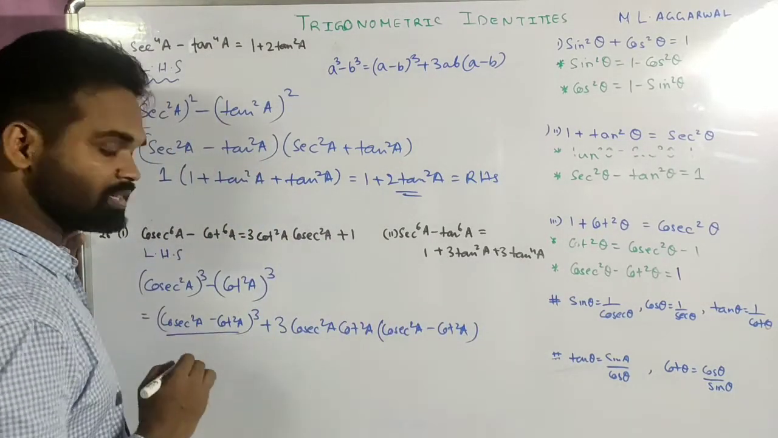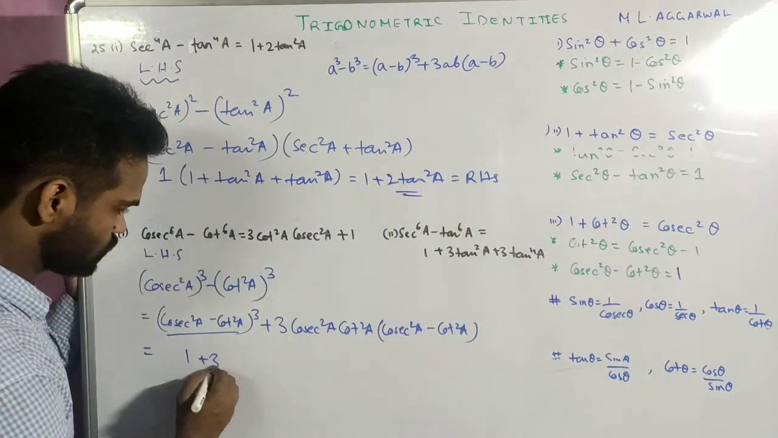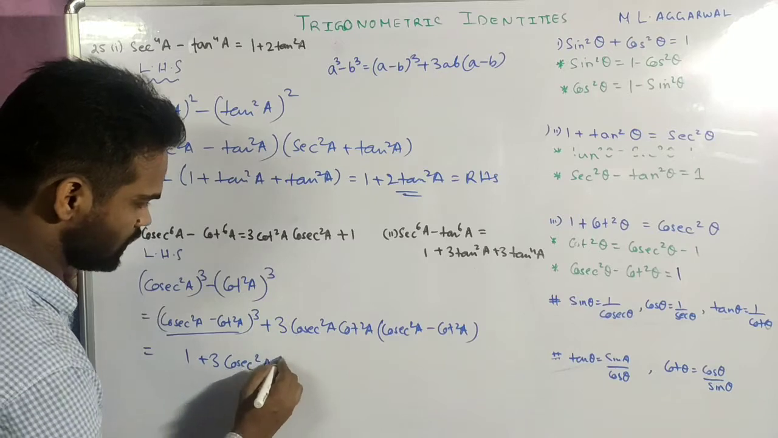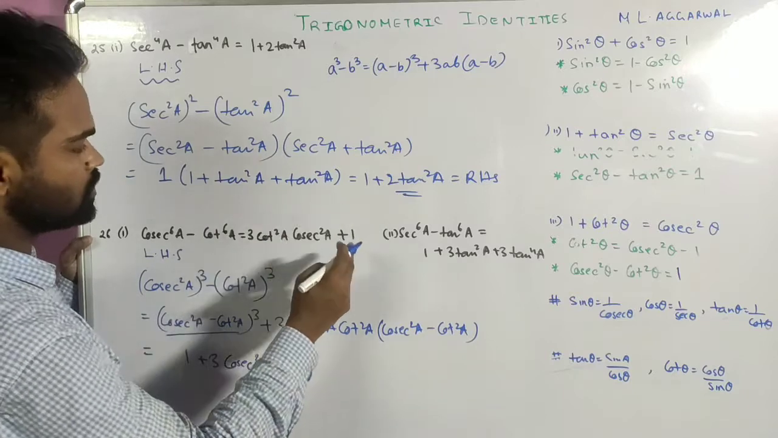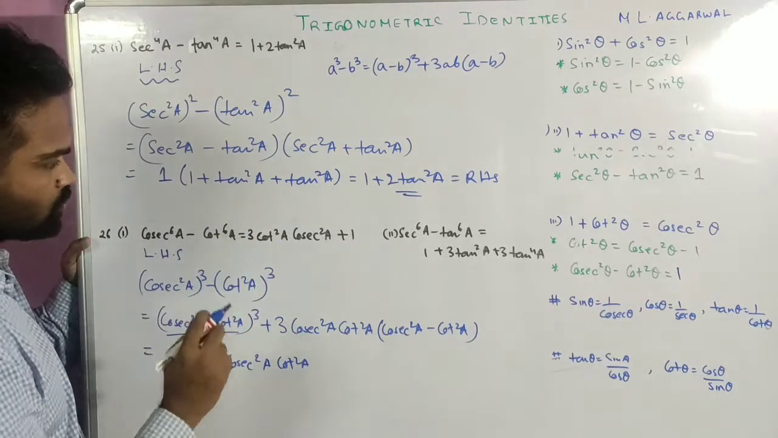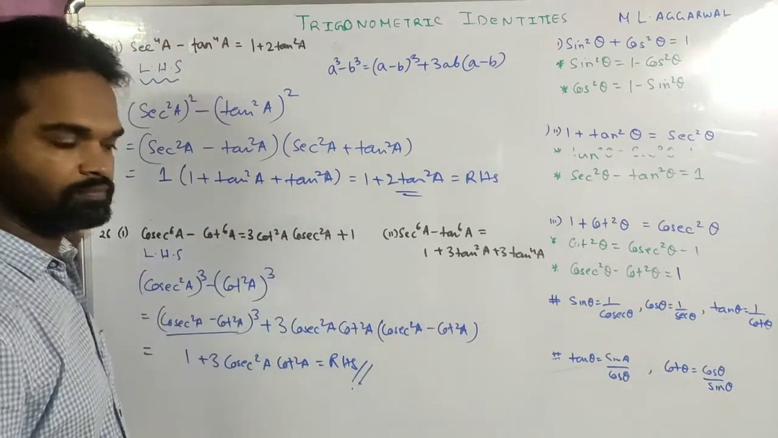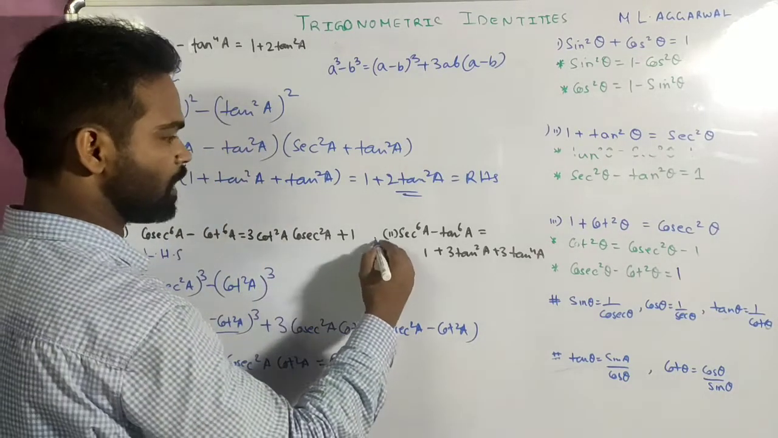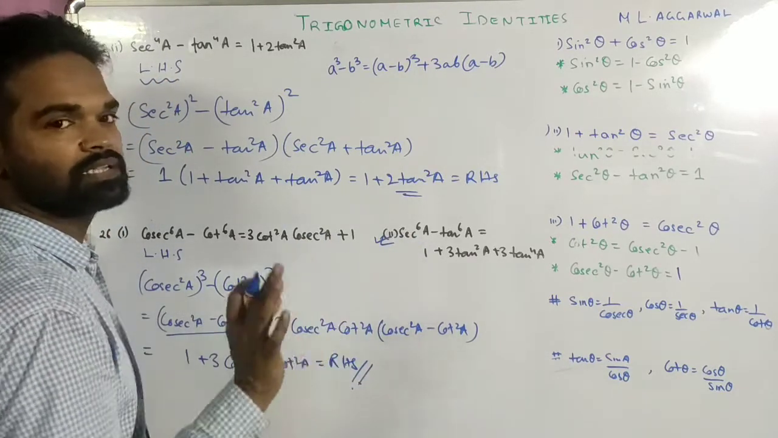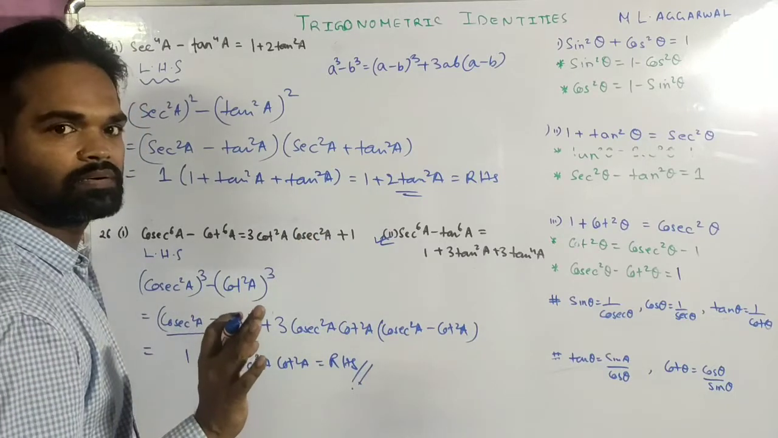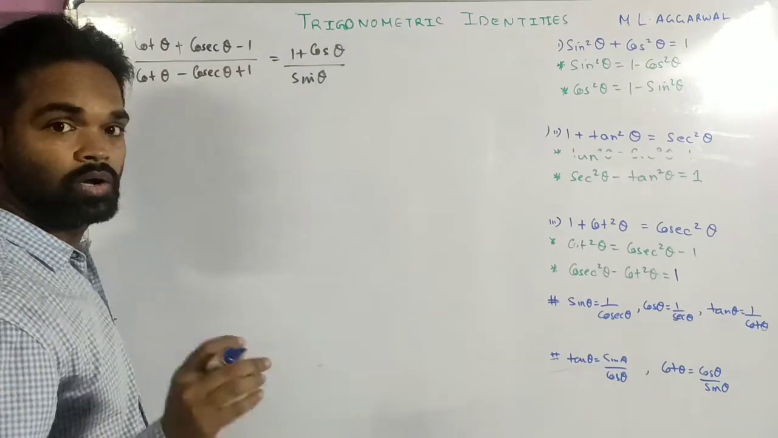Now we know cosec square theta minus cot square theta is 1. So we'll substitute the value 1 plus 3 cosec square a cot square a, and this is also 1. And this is our RHS, 3 cot square a cosec square a. So this is equal to RHS. Proved. Am I clear? 26 part 2 is similar. You know, sec to the power 6a minus tan to the power 6a. Proceed in the same manner. Okay, you will get the answer. Now let us look at the next sum.